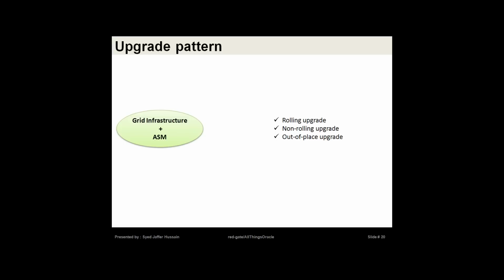In a rolling upgrade, when you perform the upgrade process on a particular node, the other nodes in the cluster will be up and running without any interruption. So only the node which is performing the upgrade process will be impacted during the course of that upgrade. In a non-rolling upgrade, you are going to shut down the cluster across all the nodes and then perform your upgrade. In this approach, you need entire downtime of your cluster.